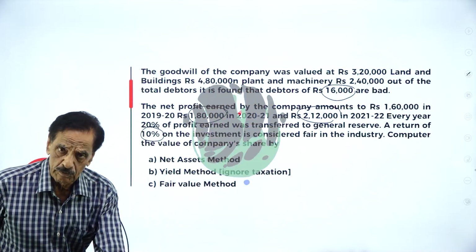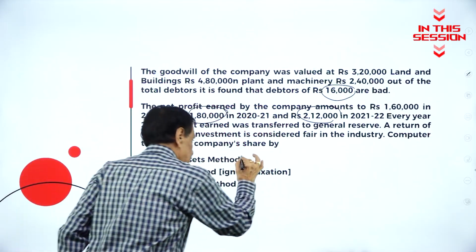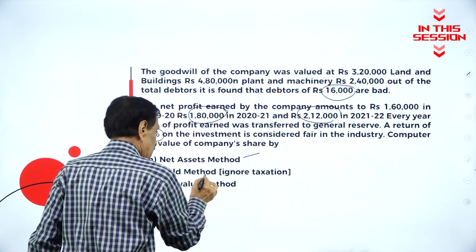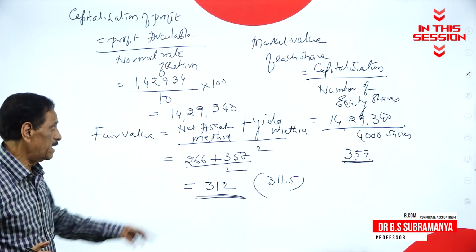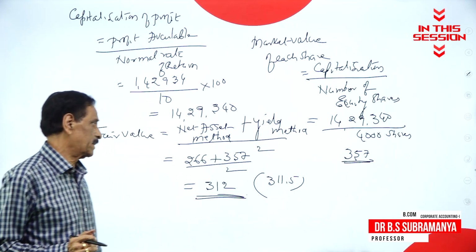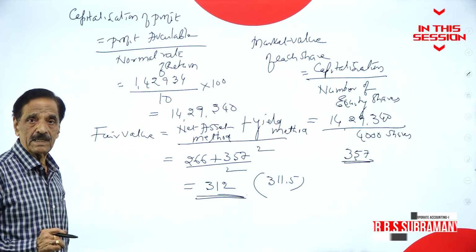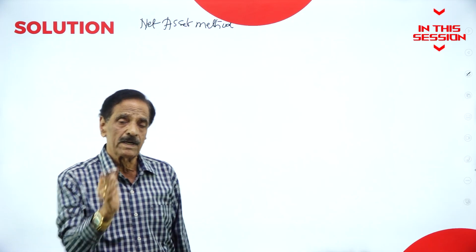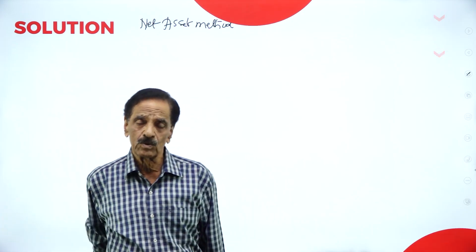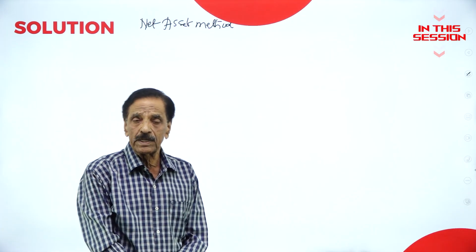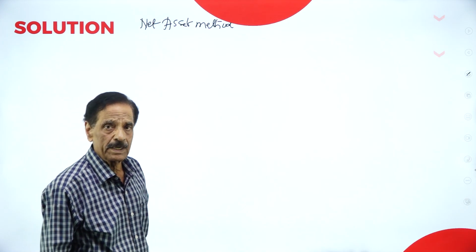We are asking for two methods. One is called the net asset method, the next is called the yield method. Ignore taxation. Value as per the net asset method, and value as per the yield method; the value comes to 312. What is capital employed? Total asset minus total liability. We have to take a book value or market value.